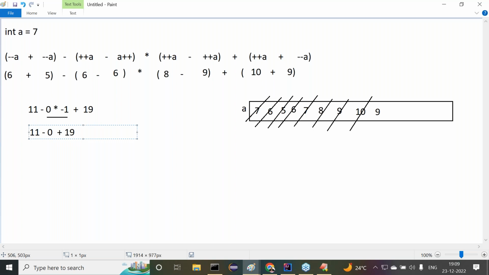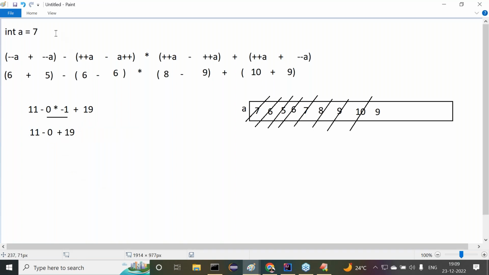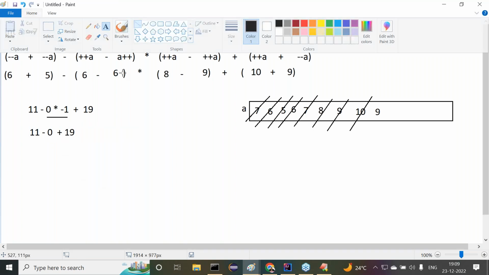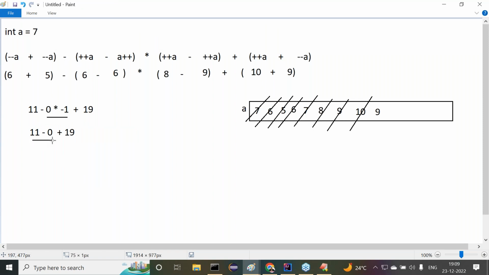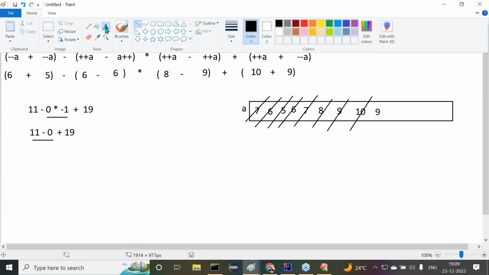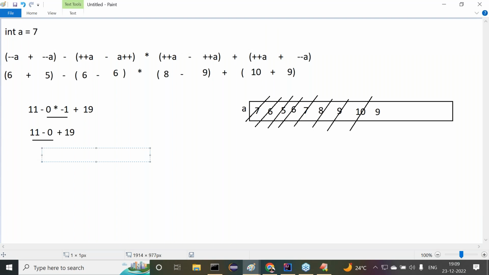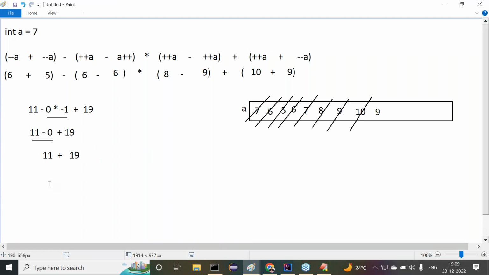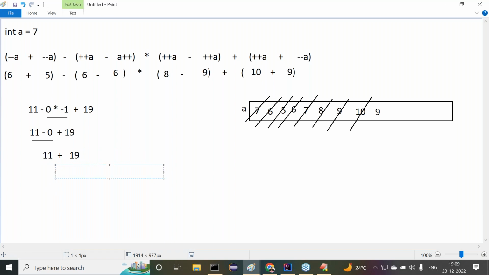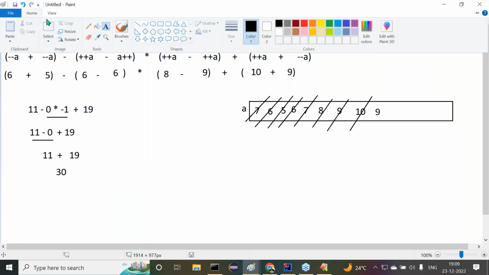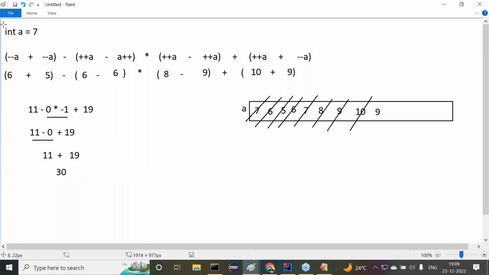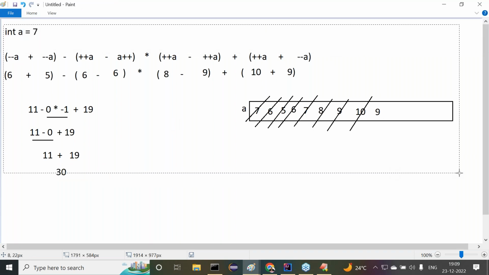Then what next? Plus 19. Now observe carefully. Minus and plus, 2 operators exist here. Which one must be evaluated first? 11 minus 0 must be evaluated first. So what's the value here? We are getting the value 11. 11 plus 19. What's the value? Come on, sir. What's the value we are getting? 30. 30 is the value we are getting. Now this is the way of evaluating these expressions clearly.